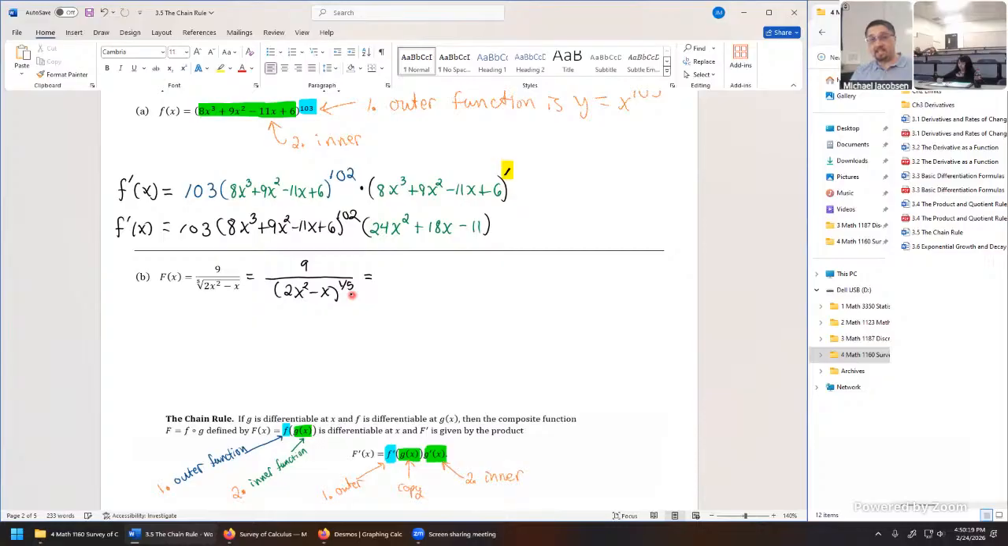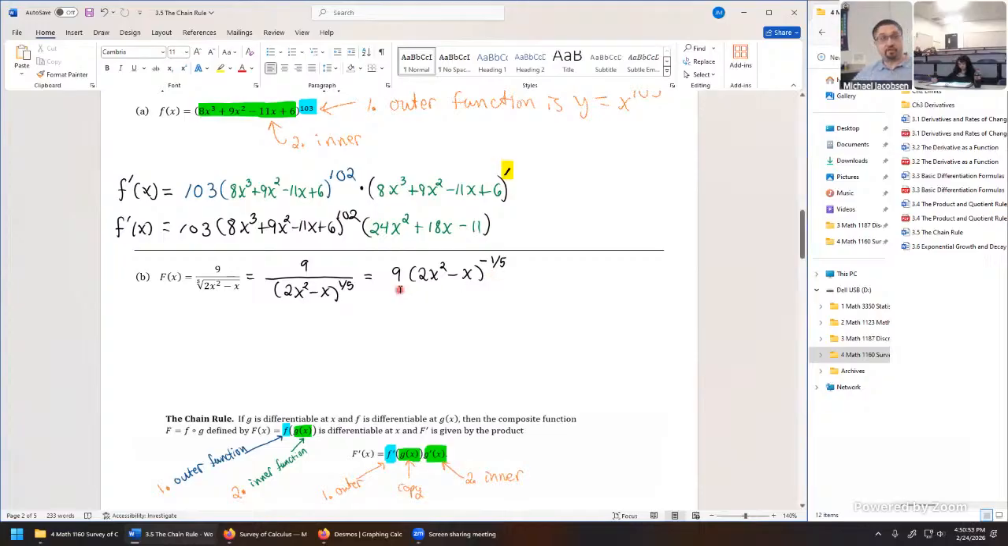Now we can completely skip the quotient rule once again, and we should if there's a constant in either numerator or denominator, by just changing the sign of that exponent. It bumps it up into the numerator. And so now our function is 9 times 2x squared minus x to power negative 1/5. It's essentially the same problem as the last one, except the exponent is not 103, it's negative 1/5. That's a much more complicated exponent in its own sense.